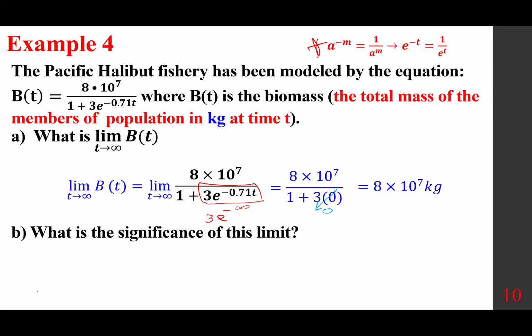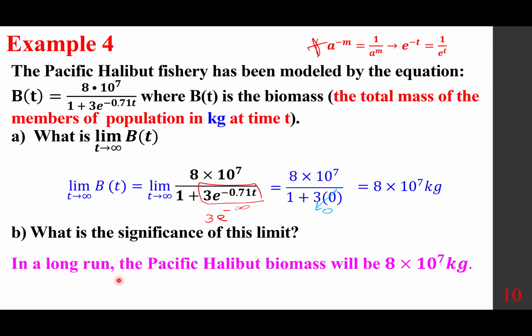So what does it mean? What is the significance of this? We found the limit of B of t, which is the total mass. It means in the long run, the Pacific halibut biomass will be 8 times 10 to the power of 7 kilograms. In other words, 80 million kilograms. Scientific notation, decimal notation, or standard notation.